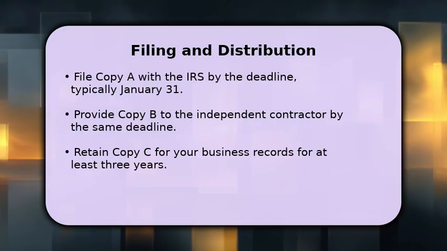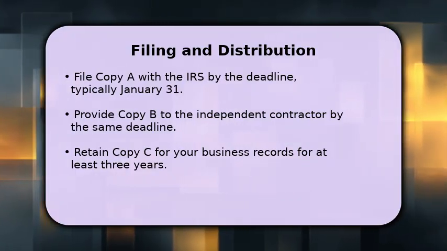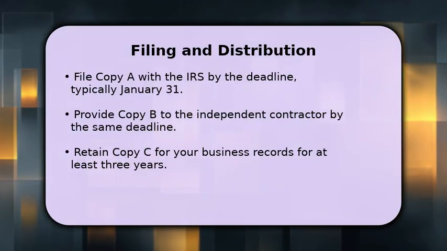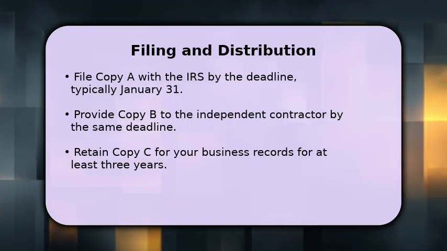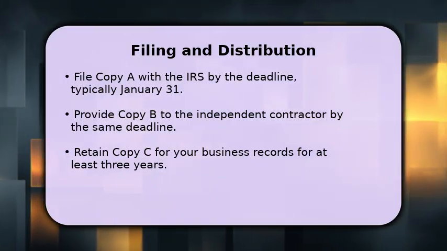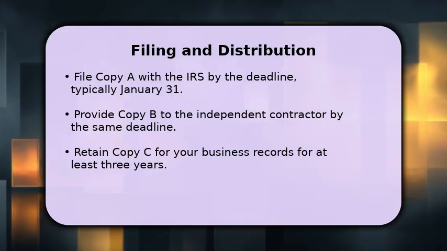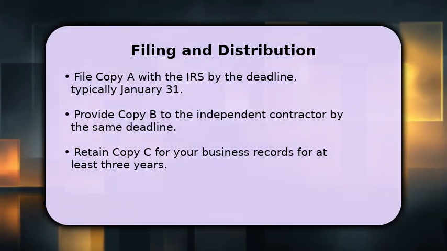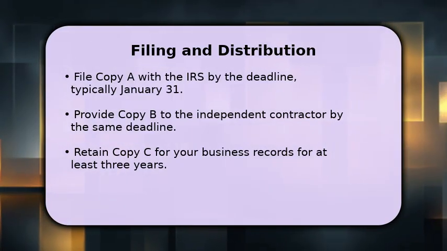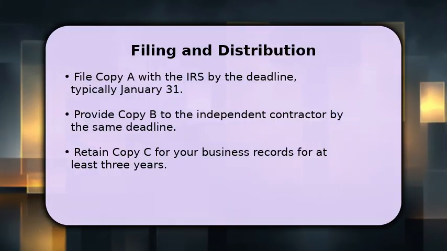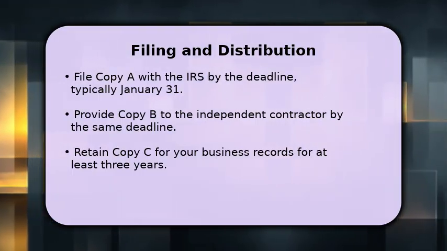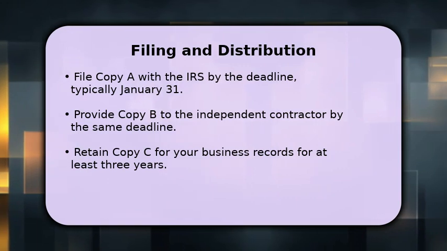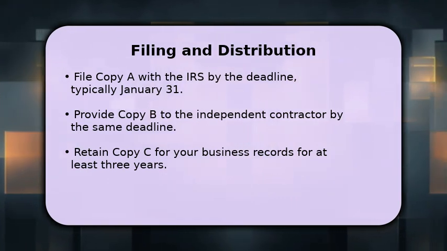Finally, it's time for filing and distribution. You must send Copy A of Form 1099 NEC to the IRS and Copy B to the independent contractor by the deadline, which is typically January 31st. Remember to keep Copy C for your own records. Electronic filing is often the easiest method, offering immediate confirmation and reducing potential errors. Ensure all copies are distributed promptly to avoid penalties.